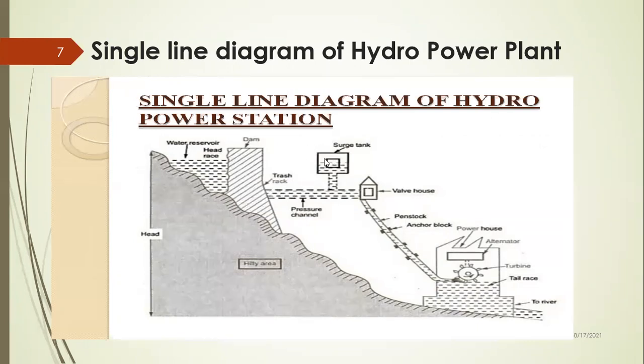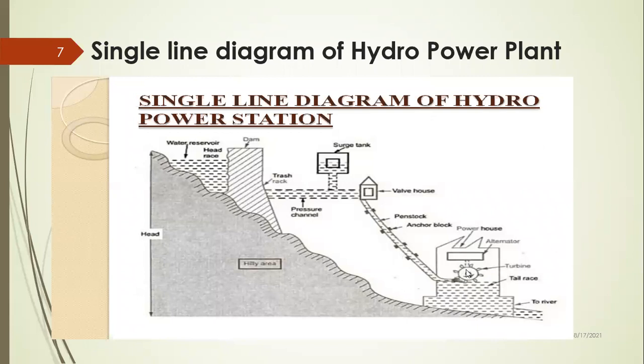Then the surge tank is there. The surge tank is to control the pressure of water in the penstock. The extra water is fed to the surge tank, so that the pressure inside the penstock does not go beyond the limit. Then the valve house is there, and some anchor blocks. Then from the penstock, the water is fed to the turbine. Here the turbines used are vertical turbines. Thermal power plants generally use horizontal turbines, but in hydropower plants we use vertical turbines.